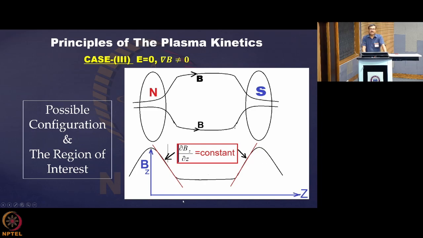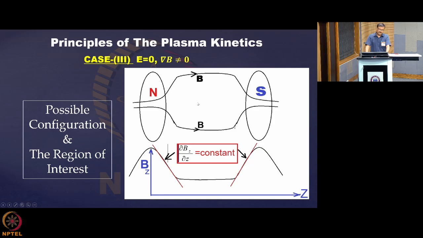Whenever any charged particle which is confined in this region tries to move to this side or this side, it faces a magnetic hill where the gradient is more or less constant. When the particles are in a constant magnetic field, we know the kind of motion there is: it just starts orbiting around the magnetic field.